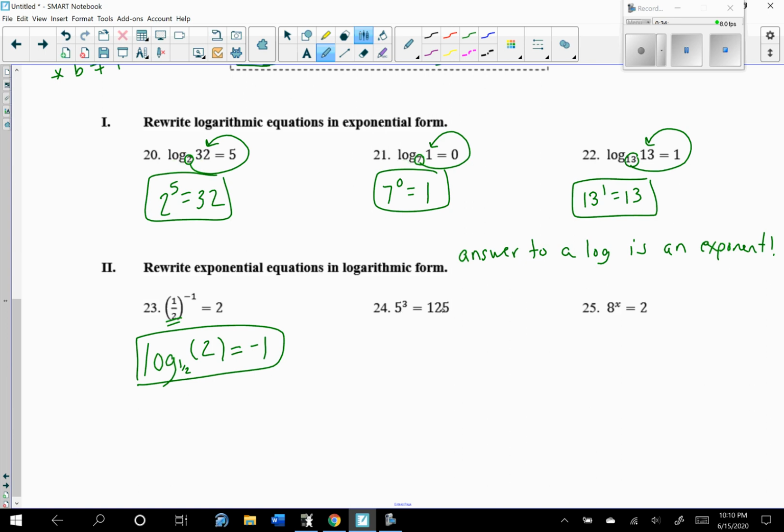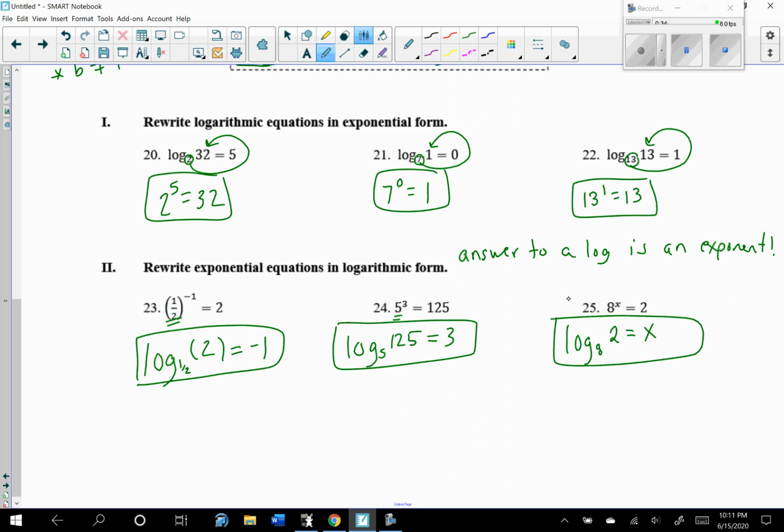5 to the power 3 equals 125. So as a logarithm, the base stays the base. So log base 5 of 125 equals the exponent 3. The answer to a log is always an exponent. Over here, try to do this one on your own. So for this one, log base 8 of 2 equals the exponent x.